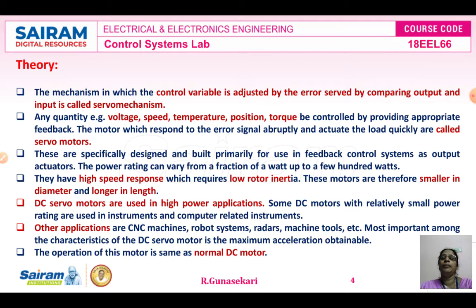What is the theory part of the DC servo motor? First, we know about the definition of servo mechanism. The mechanism in which the control variable is adjusted by the error sensed by comparing output and input is called the servo mechanism. The quantity that can be controlled may be voltage, speed, temperature, position, torque, etc., and it can be controlled by providing the appropriate feedback.